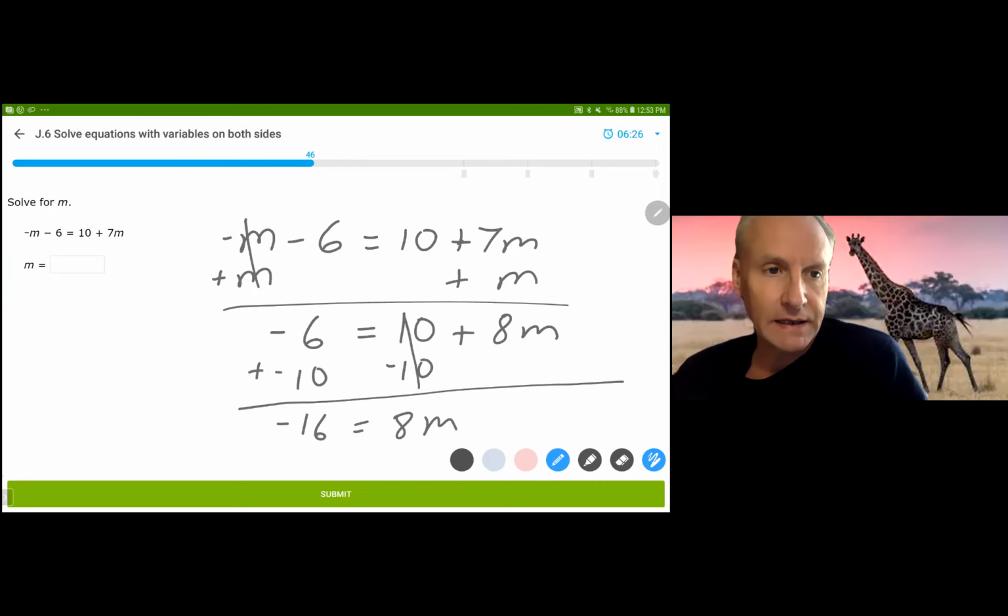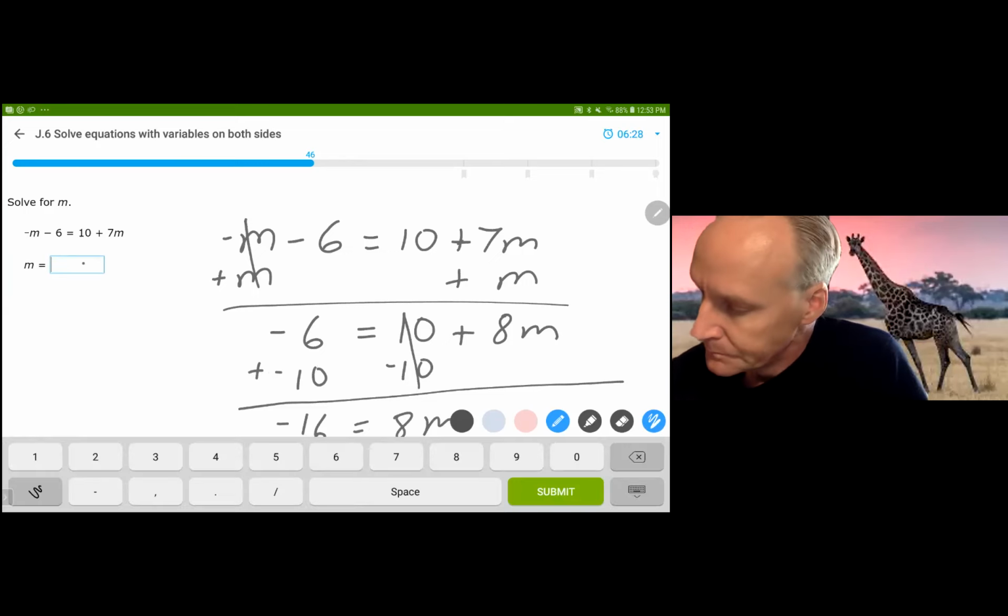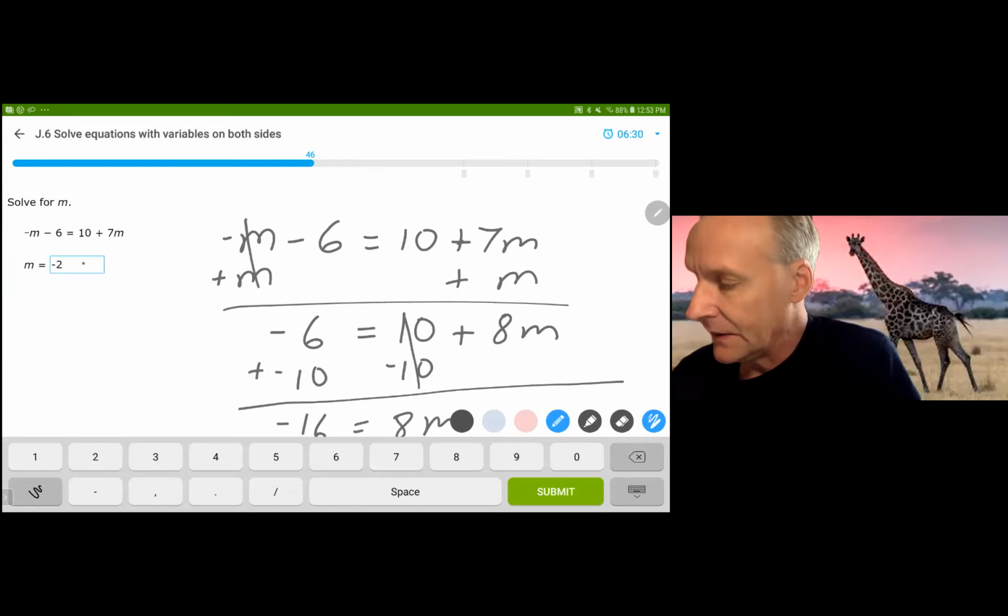We're going to divide by 8, and we're going to get negative 2. Remember to divide by 8 on both sides.